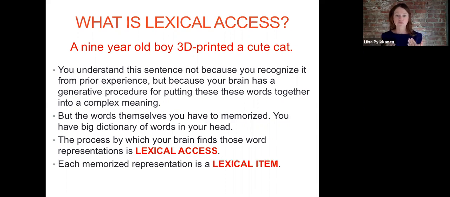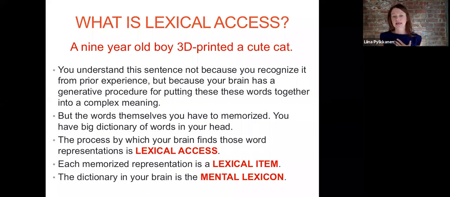And each memorized representation is a lexical item. That's just a technical term for the representation that is memorized. And we refer to the dictionary in your brain as the mental lexicon. So that's just a little bit of vocabulary to get us started.